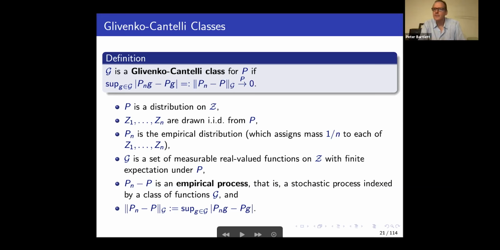Okay, so we're using this sort of notation and terminology. I think it's very, very convenient for the sort of manipulations that we're going to do.